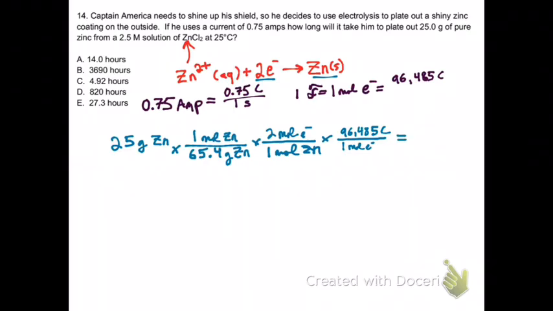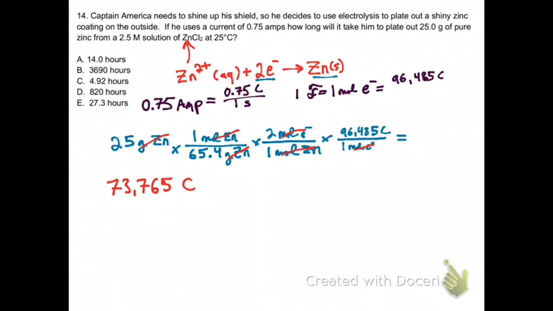So now let's watch those units cancel out. Grams of zinc cancels out. Moles of zinc cancels out. Moles of electrons cancel out. And we're left then with just coulombs of charge. And this ends up being 73,765 coulombs worth of charge. Now here's where our other conversion factor is going to come into play.